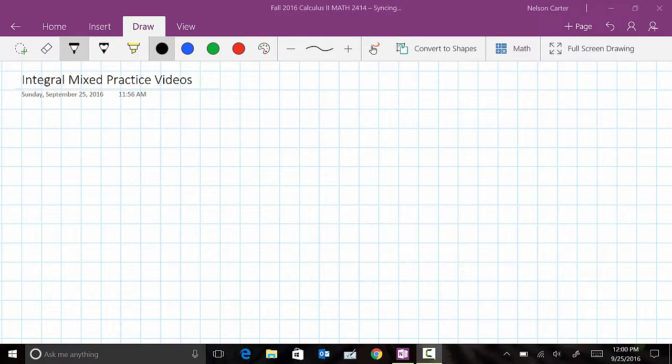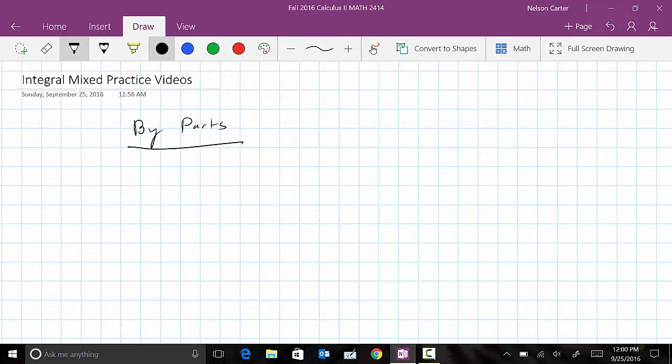Okay, guys, these are some mixed practice integrals from a different book, and primarily these are by parts, but some of them don't require by parts. Some of them might be just a simple U sub.